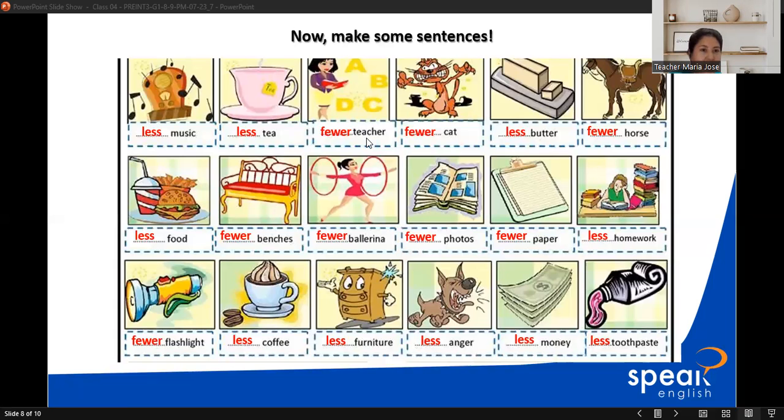Next one. Francisco, money. Okay. Today I have less money than yesterday. Perfect. And the last one, Catherine.